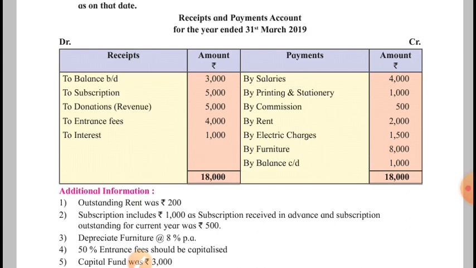We paid for furniture this year, means we acquired furniture. Furniture account debit to cash account. So cash account credit by furniture account. We have purchased furniture of rupees 8000 and we can't call it an expense. It is what? Capital expenditure. So it is an asset for the business. It will be shown on the asset side.